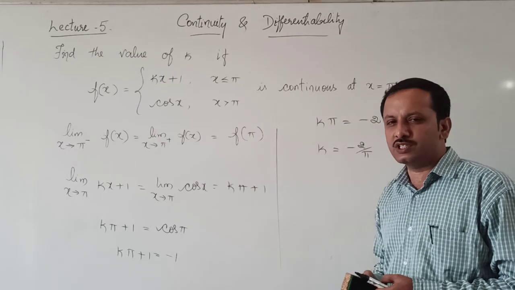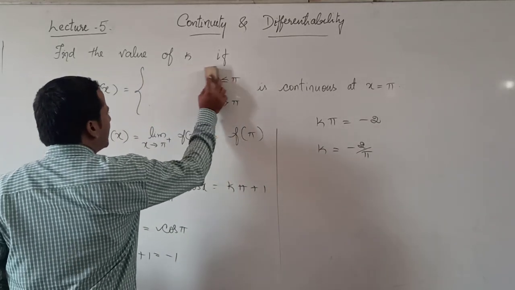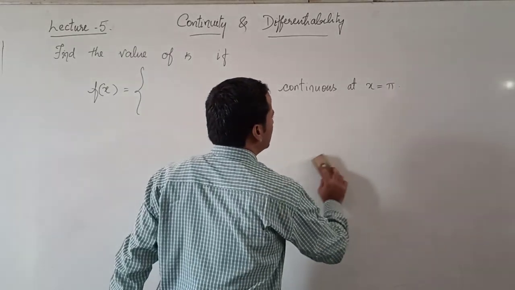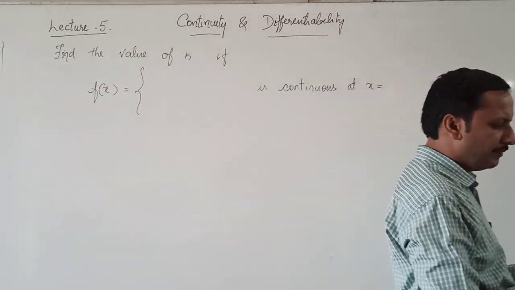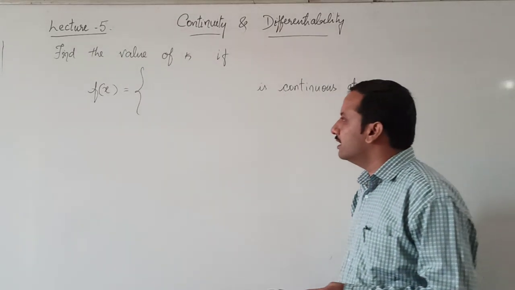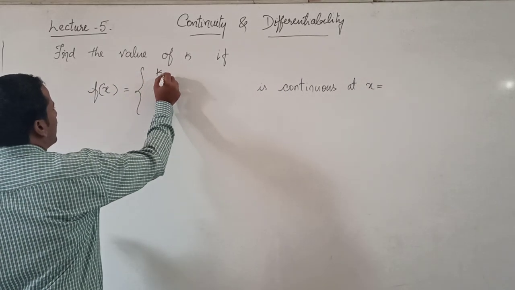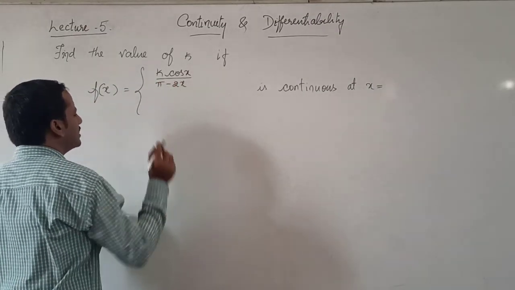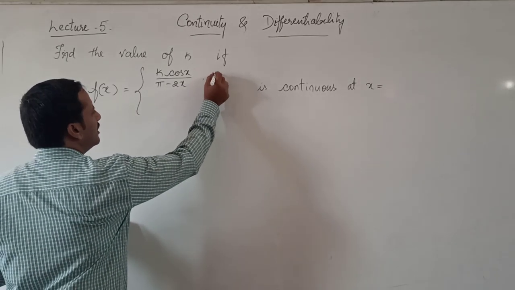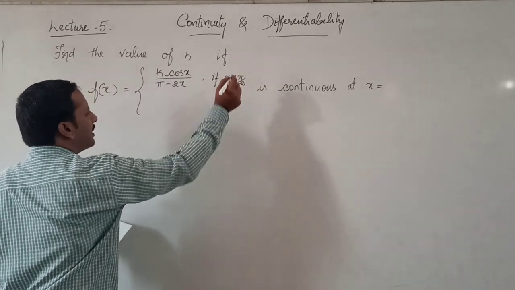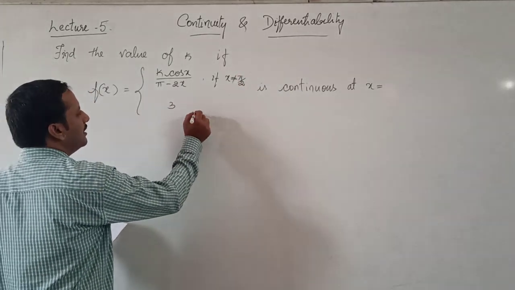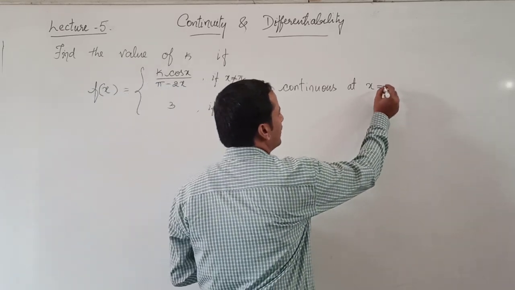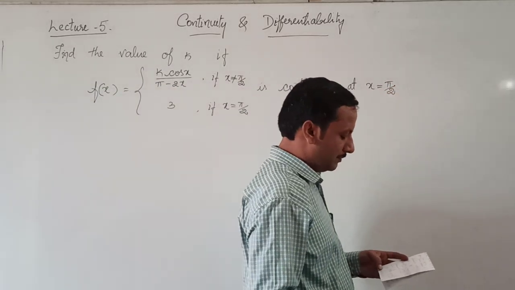Okay, let us look at one more question now of the same type, where we are asked to find the value of k. Find the value of k if f of x is equal to k cos x divided by pi minus 2x, if x is not equal to pi by 2, and is 3 if x is equal to pi by 2, is continuous at x equal to pi by 2.